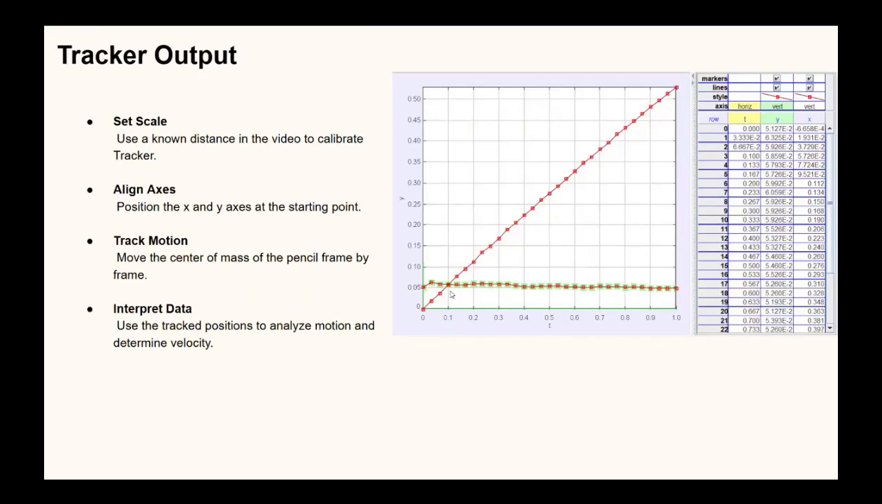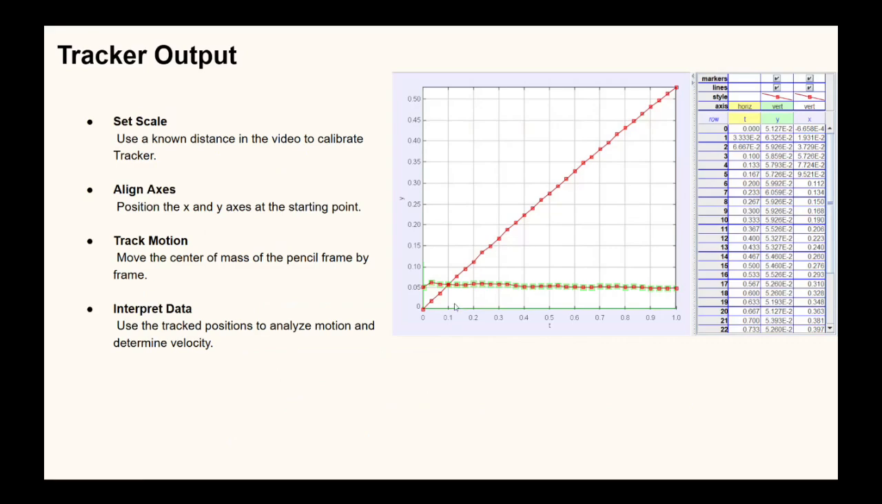Tracker output. Set scale: using a known distance in the video to calibrate Tracker. Align axes: position the X and Y axis at the starting point. Track motion: move the center of mass of the pencil frame by frame. Interpret data: use the tracked position to analyze motion and determine velocity.